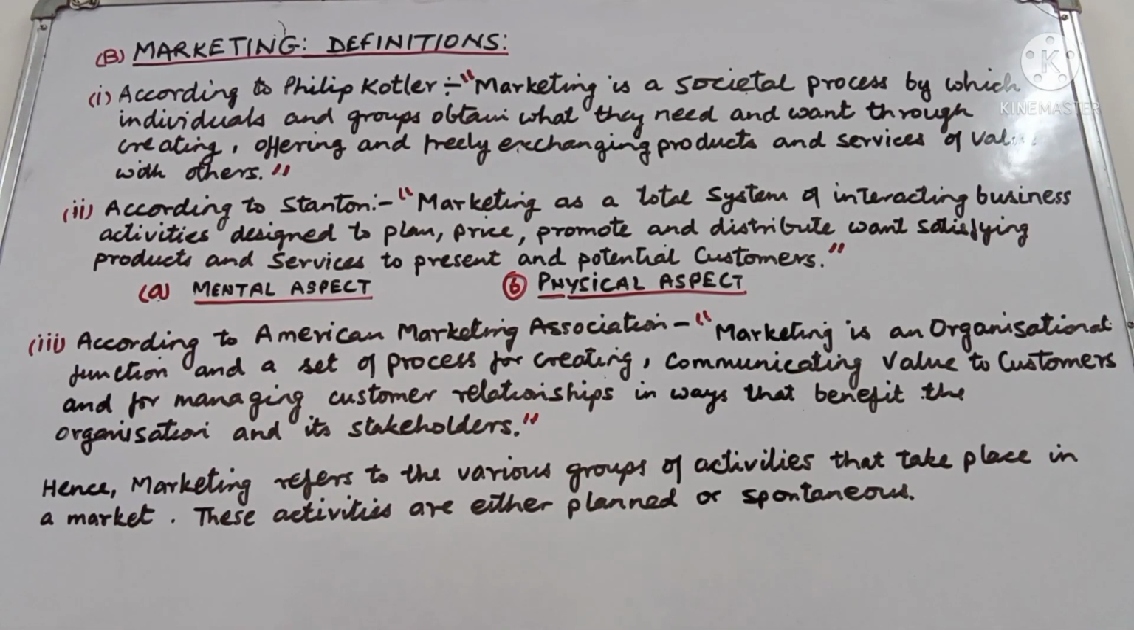So this exchange should take place in a way that benefits both parties, that is, the organization which is offering the product, which has to make an offer, and its stakeholders, the people who are working for the organization, the customers, and the people who have put money into the organization. So all those people who are associated directly and indirectly with the organization can be termed stakeholders in this organization. Hence marketing refers to the various groups of activities that take place in a market.